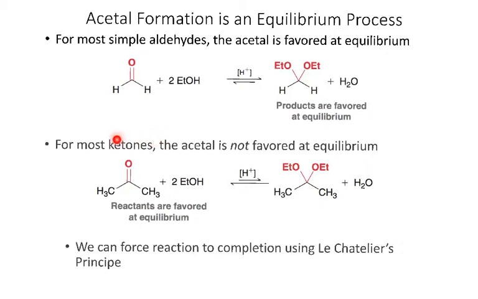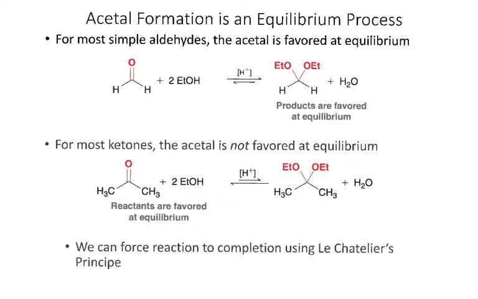For most ketones, in fact, the acetal is not favored at equilibrium. And so you may say then, what's the use of these reactions? Well, if you remember back from 1212, we learned ways that we could control the equilibrium. And when we considered this qualitatively, we talked about Le Chatelier's principle. And one of the things that we could do in Le Chatelier's principle is add or remove reactants or products, that could shift the equilibrium to one direction or the other.